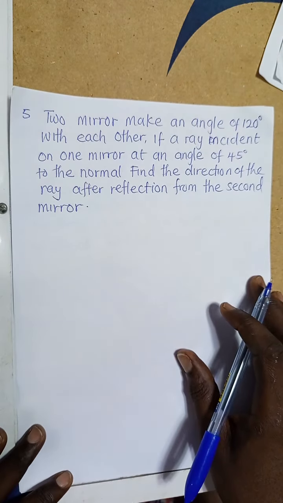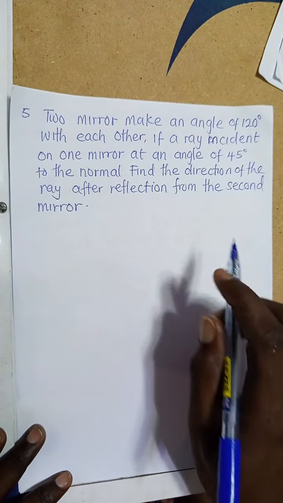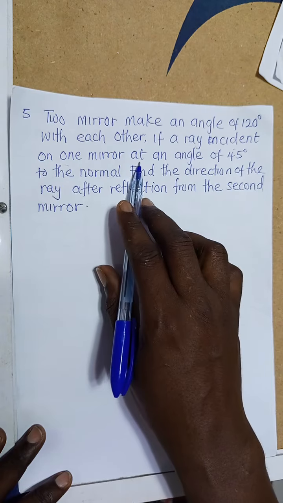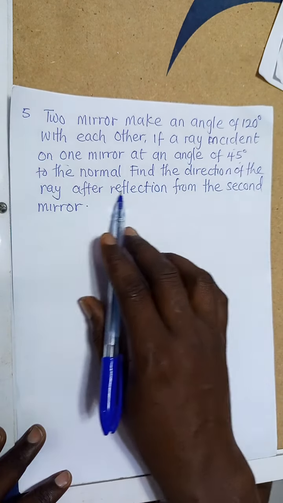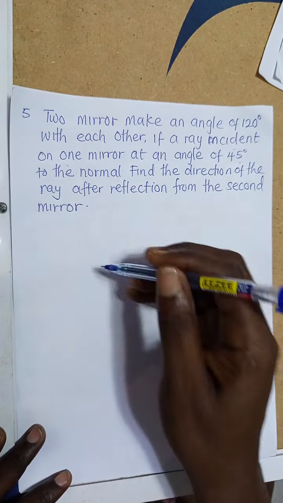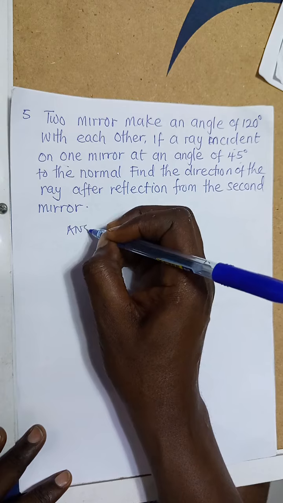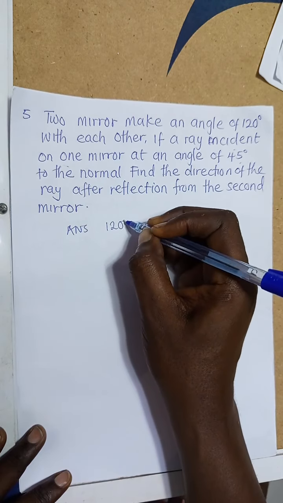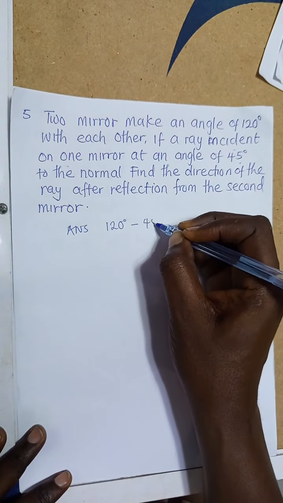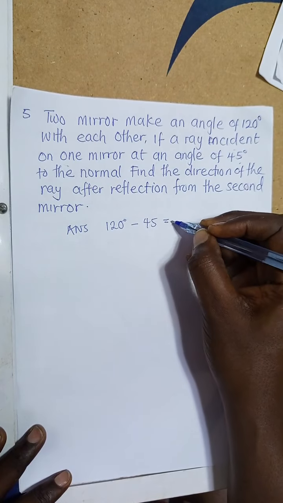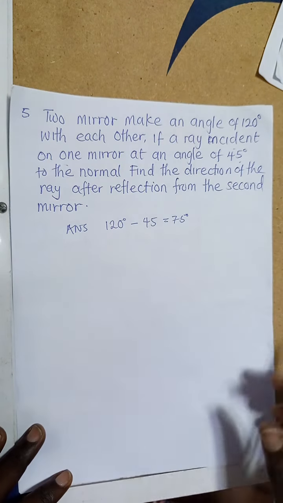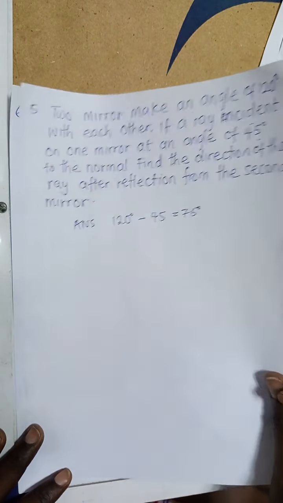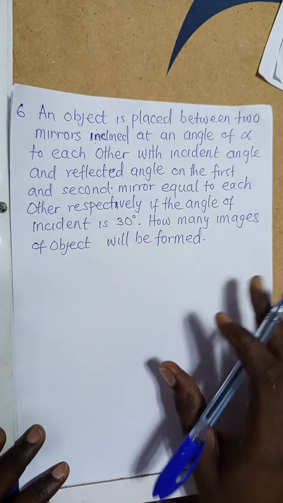Number 5. Two mirrors make an angle of 120 degrees with each other. If a ray of light is incident on one of the mirrors at an angle of 45 degrees to the normal, find the direction of the ray after reflection from the second. Solve this one for me. I've tried it. Just remove 120 minus 45, and you are going to have 75 as your answer. So try it. Draw your diagram the way I explained it, then you get your answer.